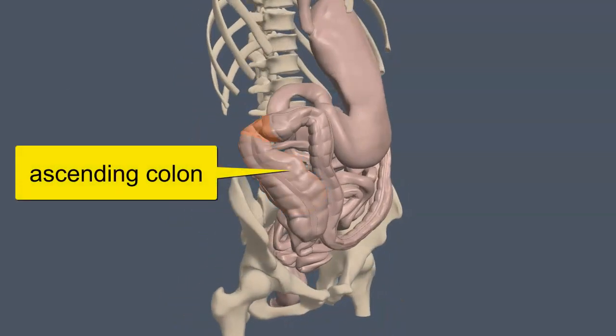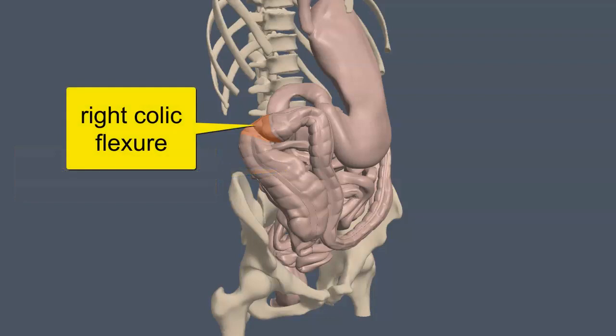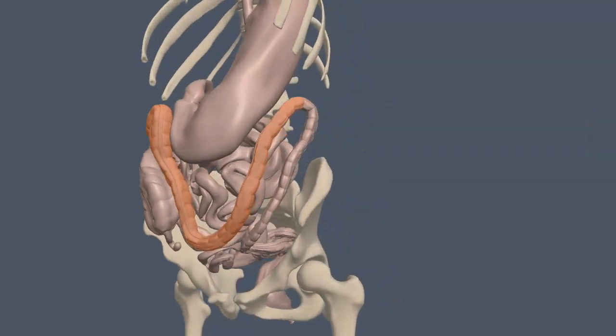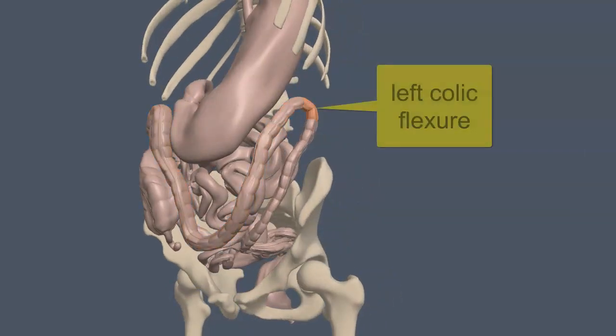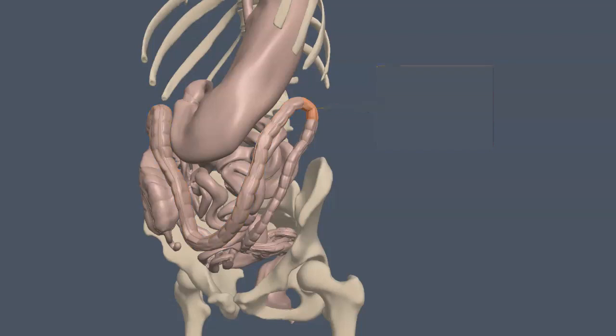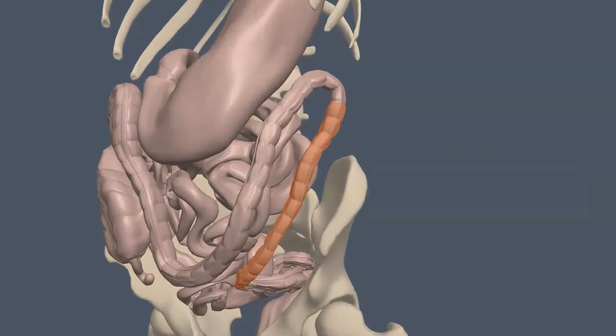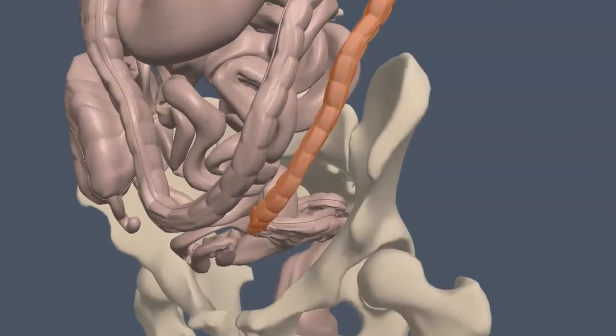You can see how the ascending colon travels up, turns at the right colic flexure into the transverse colon, which traverses the body from the right to the left. The left colic flexure is where the colon or bowel turns and starts traveling inferiorly as the descending colon.